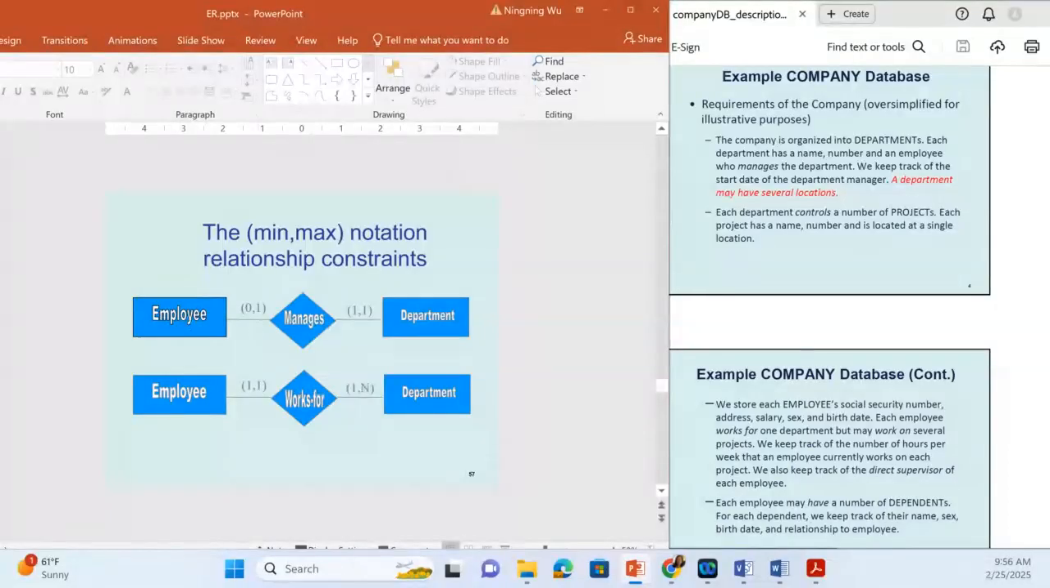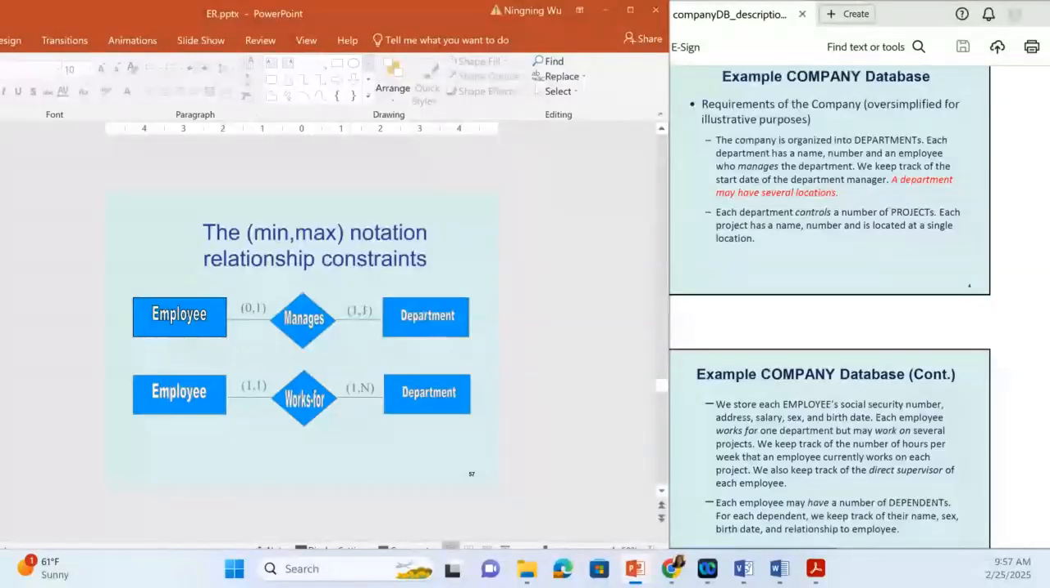Okay, the maximum 1 basically means that an employee can participate only once in these managers. So that will be interpreted as an employee can manage only one department. Okay? So the pair 0, 1 in this minimum maximum notation will be used to describe the employee's participation property. Then on the department side, we also have a pair 1, 1.